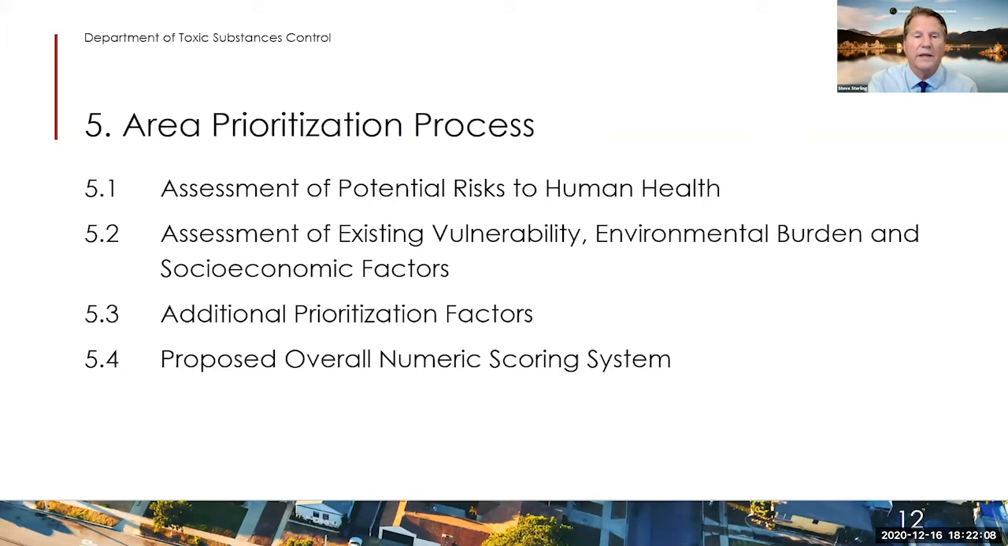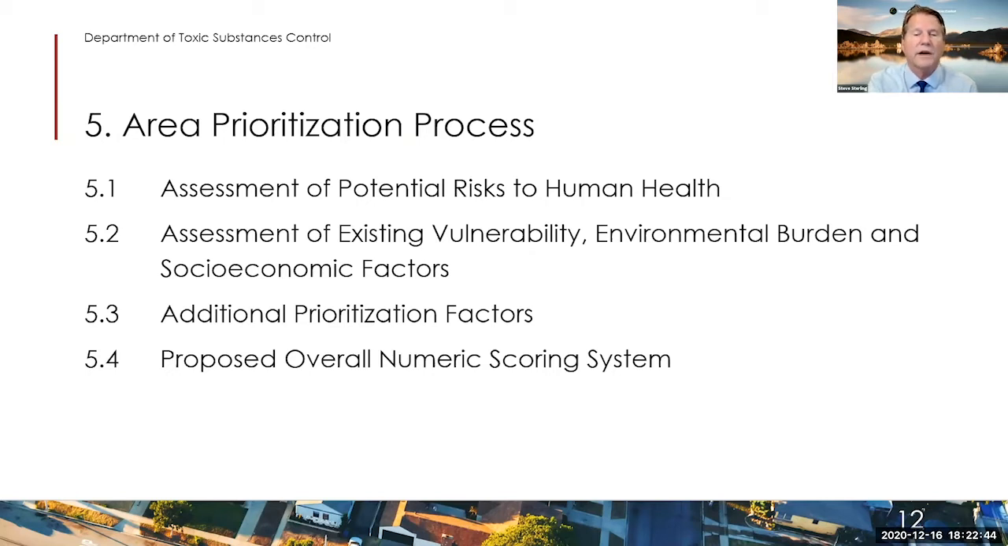The first category is assessment of potential risks to human health. This category focuses on the number of people and sensitive populations living within a quarter mile of a lead acid battery recycling facility. The second category, shown as category 5.2 on this slide, is the assessment of populations living within 1/4 mile of a lead acid battery recycling facility that are vulnerable, low-income populations disproportionately burdened by multiple sources of pollution.